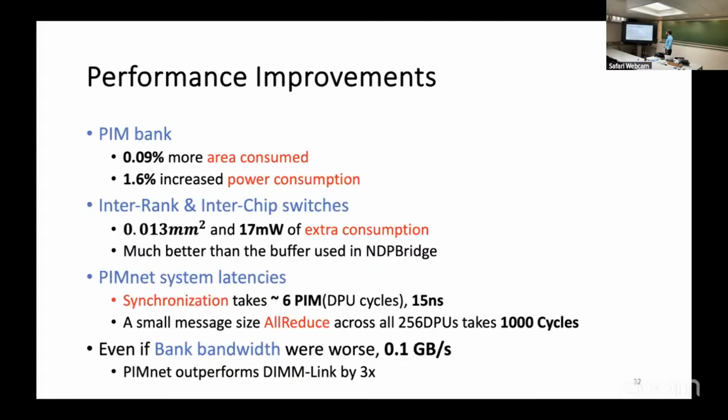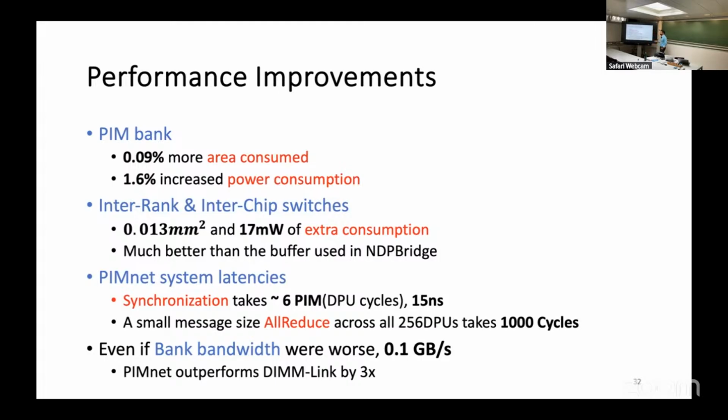So other points to point out is PIM banks with the added features that I mentioned earlier. It's going to increase the area consumption by 0.09%, practically nothing. And increase the power consumption by 1.6%. With the inter-rank and inter-chip switches, which are these 2 switches I showed largely in the buffer, going to extra consumption of 0.013 millimeters squared and 17 milliwatts, which sound like a lot, but if you compare it to the NDP bridge buffers that they were using in their whole proposal, still a lot better.